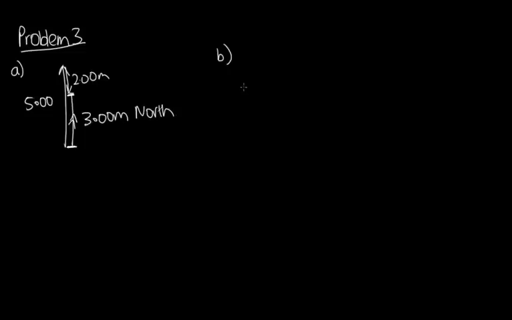Now in part B, we're asked to add 5 meters north and 5 meters east. So once again, we draw them head to tail. So here's north going upwards, and then we're going to go east. So this is also 5.00 meters. And so our resultant goes from the tail of this vector to the head of that vector. So this is our resultant here.